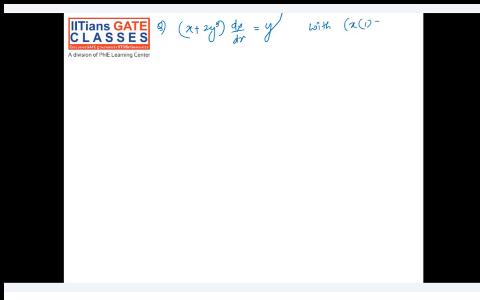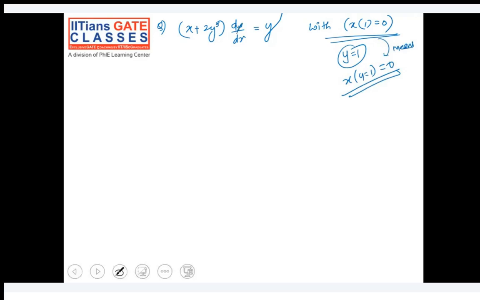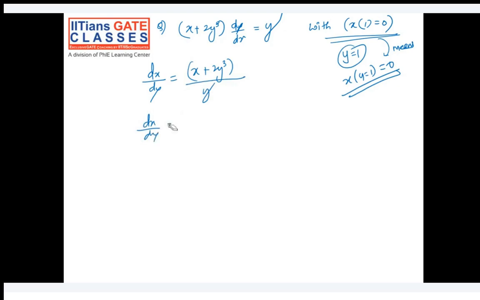With this hint itself, we should know that x is the dependent variable here and y is independent. The meaning of this is when y is equal to 1, x is 0. So our equation here is in terms of dy by dx. If you convert it into dx by dy, how will it look? dx by dy equal to (x plus 2y cube) divided by y. So it is dx by dy minus x by y equal to 2y square, right?